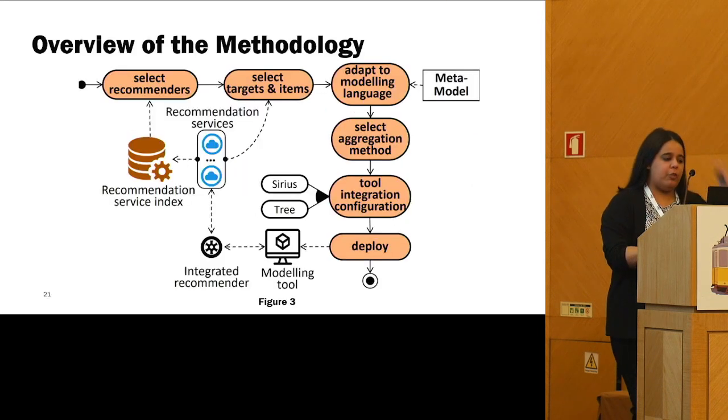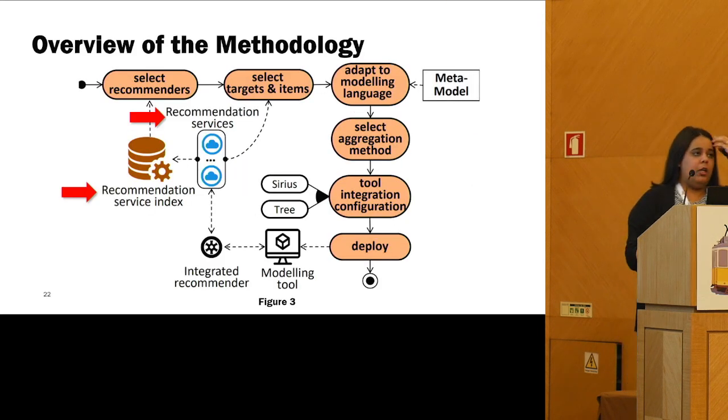Here we mark the ones that we currently support in IronMan. So first, for the overview of the methodology, this work is supported in our recommendation service API. Here we have two: the recommendation service indexer is the one where we're going to register all the different services, and the recommendation service is the one that these registered services have to comply with, with the endpoints designed there, in order to work with our methodology.